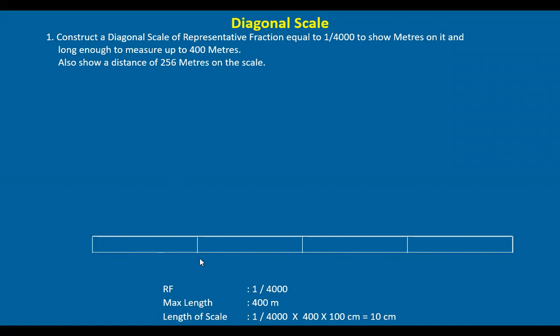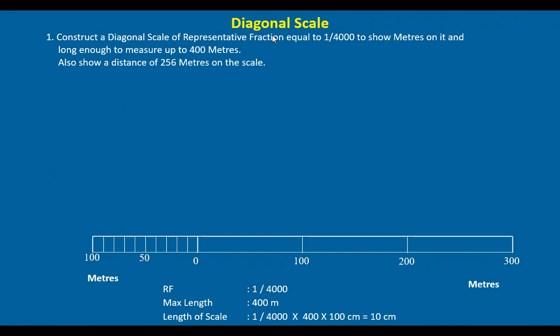So, mark this as 0, 100, like this. These units are in meters. Here, this left side division also is 100 meters. Divide this into 10 equal parts. Each division represents 10 meters. So, 10, 20, 30, up to 100, like this. Meters are indicated on the left side.